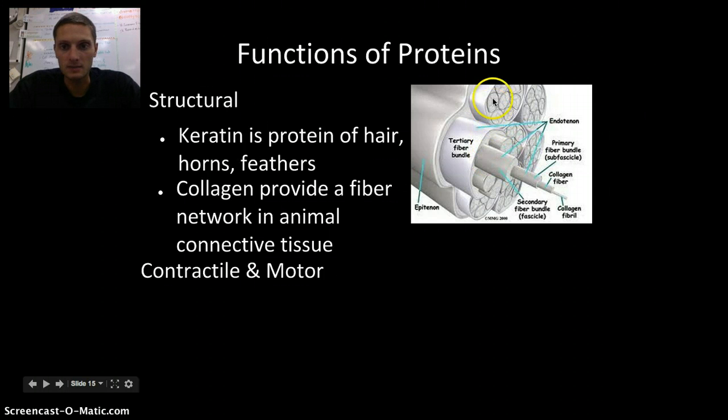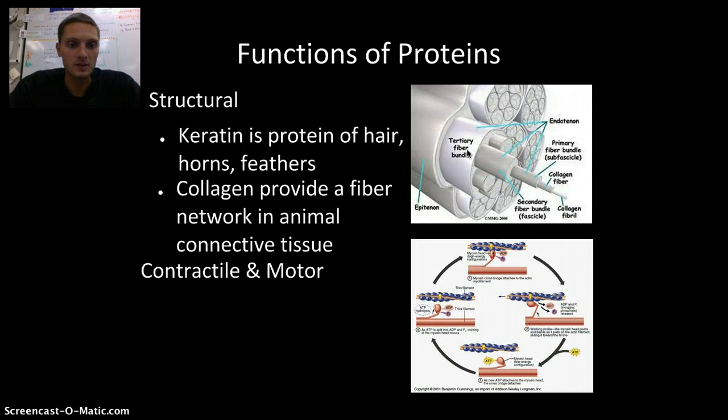we can see in this image right here, we've got 1, 2, 3, 4, 5, 6, 7 of these fibers put together, and so we get a nice, really strong, rigid structure. This would be the secondary bundle. We've got our primary bundle here, and so we get this very thick tendon, and this is one of the forms of tendons in animal tissues.